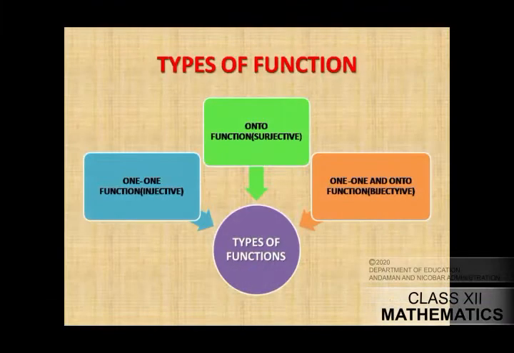Now you can see in my slide the types of functions. The first is your one-to-one function, which is also named as injective functions. The second is your on-to function, which is also known as surjective, and the third is one-one and on-to, which is also known as bijective functions. Now let's see the first one, that is one-to-one function.